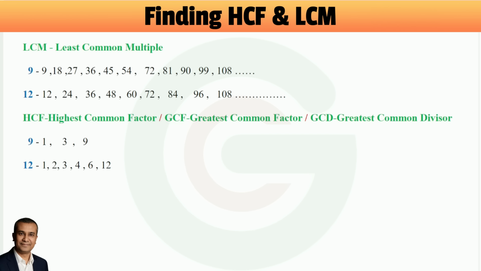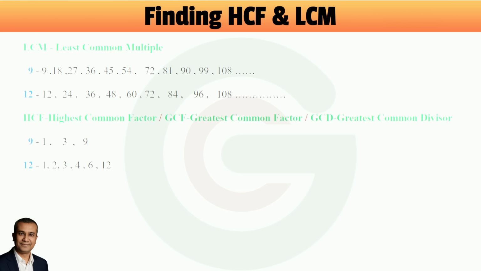And the highest number which is a common factor of 9 and 12 is 3. Or 3 is the greatest common divisor of 9 and 12. Therefore, HCF of 9 and 12 is 3. It is a little lengthy and time-taking process to write all the common multiples for finding LCM and writing all the factors for finding HCF. Now let's learn the easiest method for finding LCM and HCF in a single stroke.